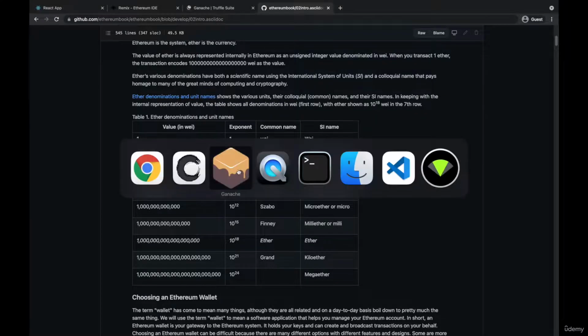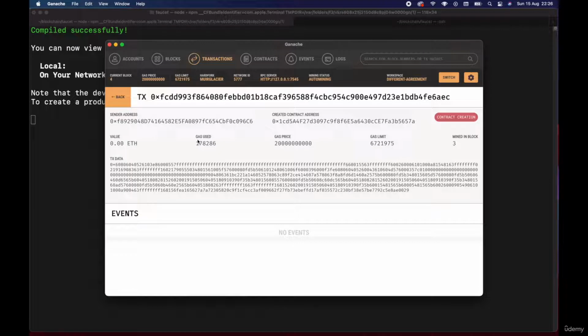Okay, but now let's take a look at these transactions here. We are saying here that we are willing to pay for this amount of gas, and we are willing to pay this price for the gas.